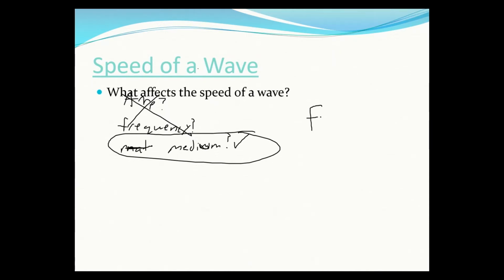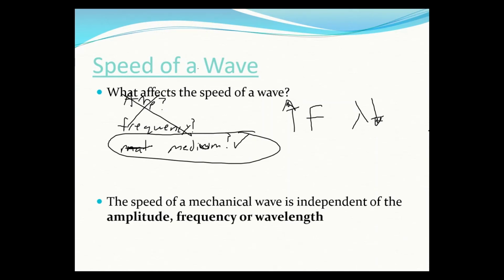But what we did see is that when we increase our frequency, we decrease our wavelength. So there's some sort of inverse relationship going on there. So the speed of a mechanical wave is independent of the amplitude, the frequency, and the wavelength. The only thing that affects it is the medium.